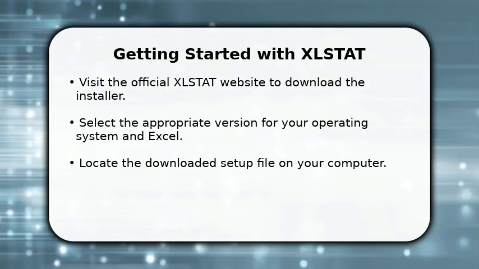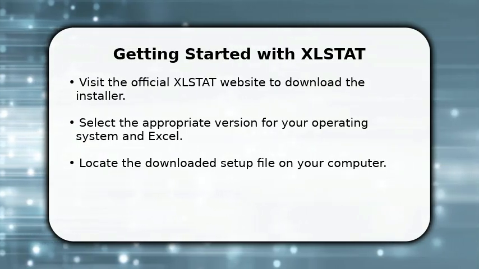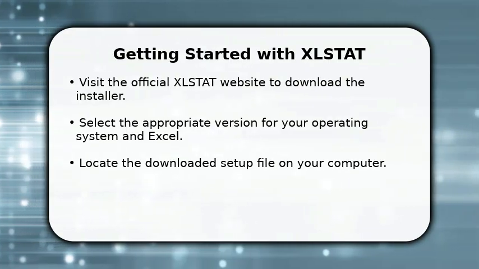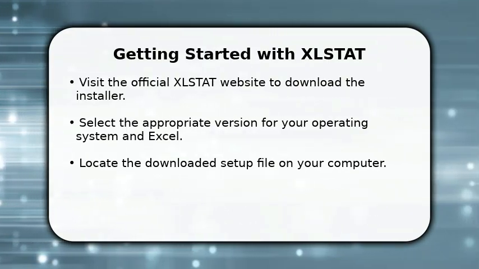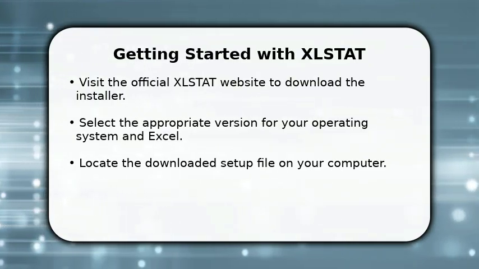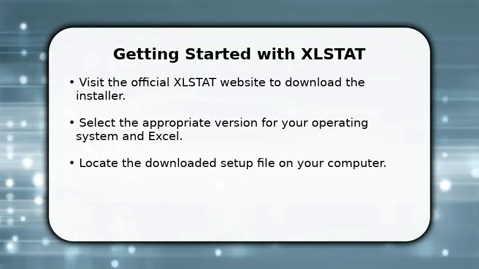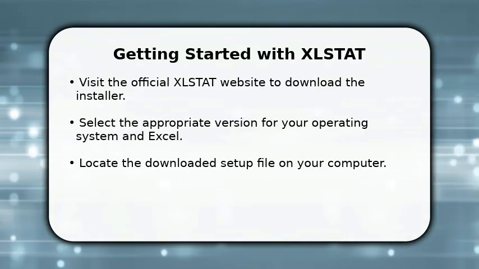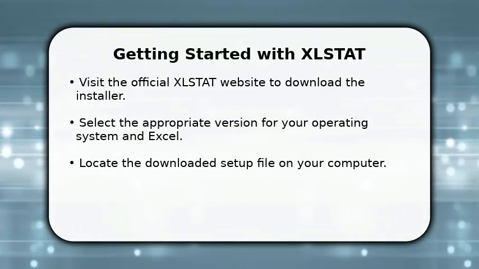In this video, I will explain how to get XLSTAT in Excel. First, navigate to the official XLSTAT website. You will find the download section there. Make sure to select the correct version that matches your computer's operating system and your Excel version. Once downloaded, locate the setup file, which is typically found in your Downloads folder, ready for the next step.